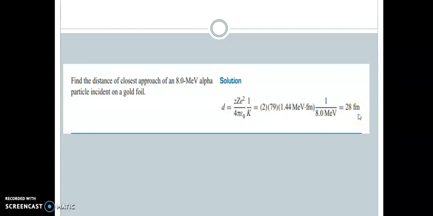That is 28 into 10 to the power minus 15 meters, or 2.8 into 10 to the power minus 14 meters. So the distance is 2.8 into 10 raised to minus 14 meters. That is a very small value. And so 28 femtometers is very small, which is less than the atomic radius. Atomic radius is of the order of angstrom, 10 to the power minus 10 meters. So compared to atomic radius, this is very small.